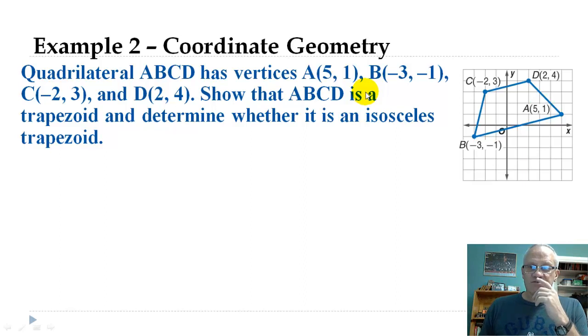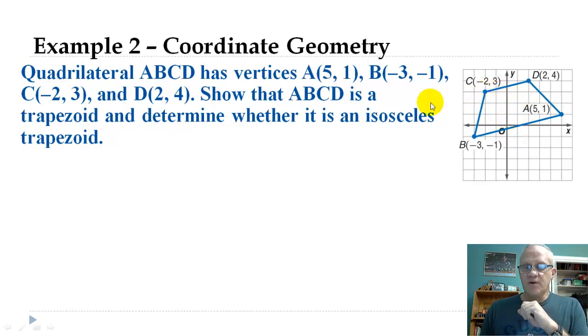Okay. So what's the thing that makes a trapezoid? Well, it has one pair of parallel sides. Only one pair of opposite sides. If both pairs are opposite, then it's a parallelogram. So what could we do to see if something's parallel? Could we do slope? Yeah, remember if we do the slope, if we have the same slope, those lines are parallel.